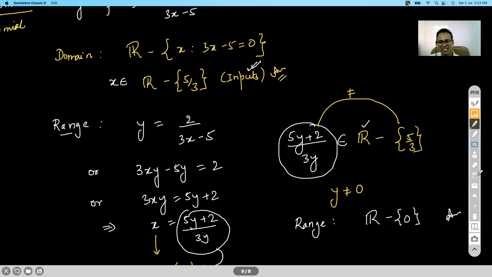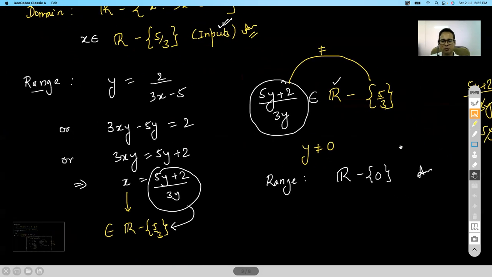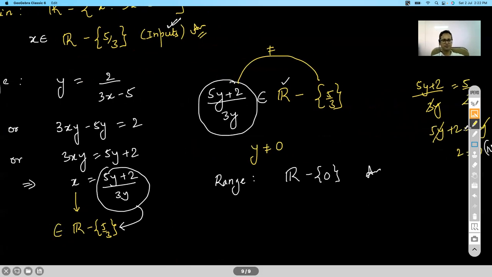Is it fine? Any question, any concerns related to domain and range? Take your time, understand, ask your questions, get it straight. Because later on, things are going to become more complicated.